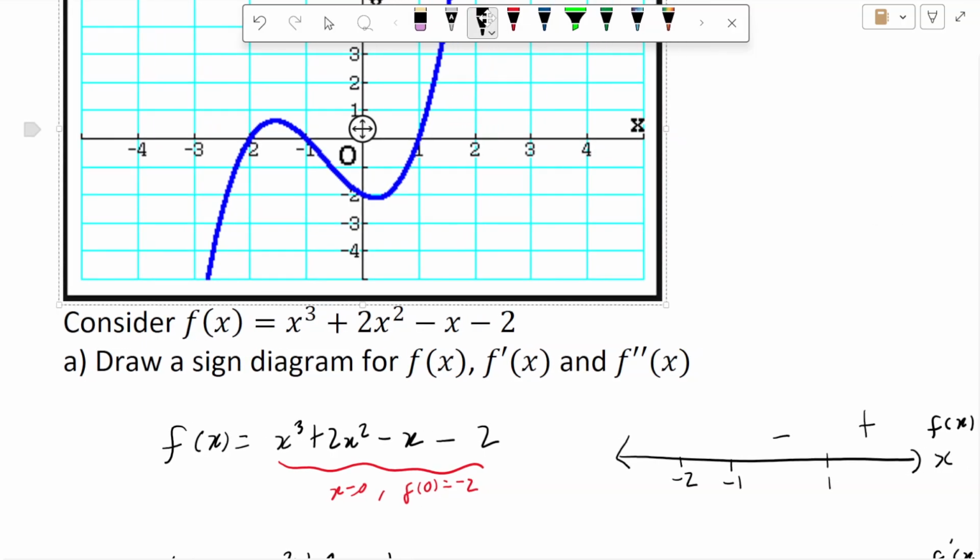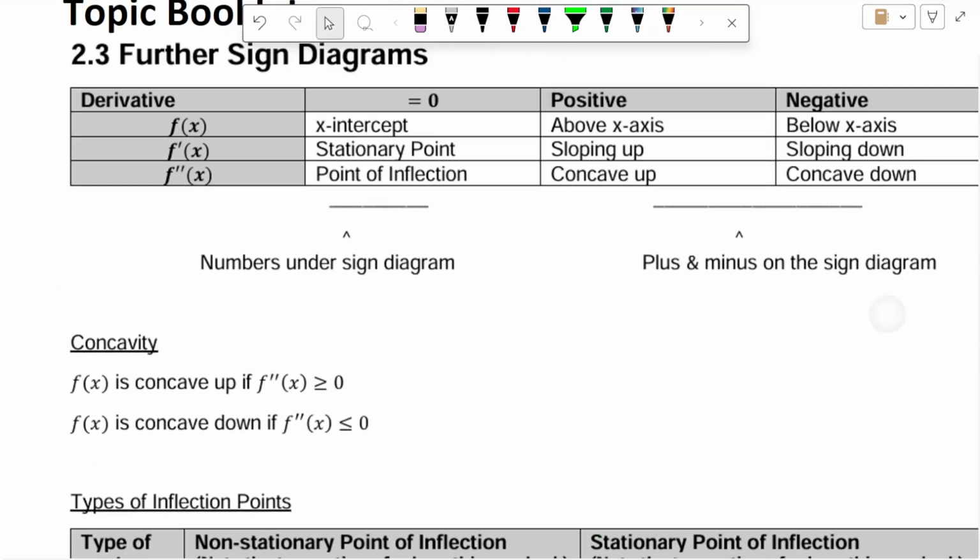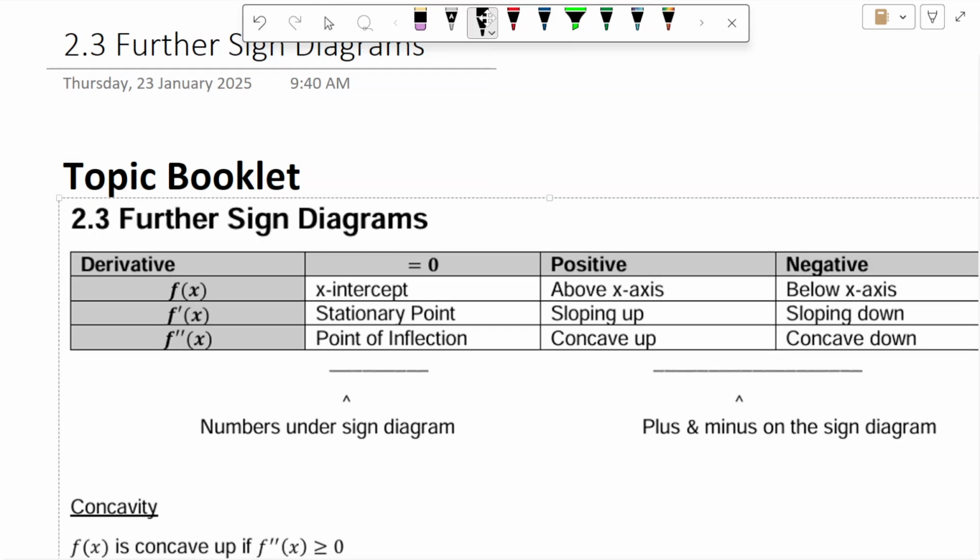And then in between here, it goes above and it goes below like that. That's basically just using the table up here. When it's positive, our function is above the x-axis. When it's negative, we're below the x-axis. So that's how we figured that out.